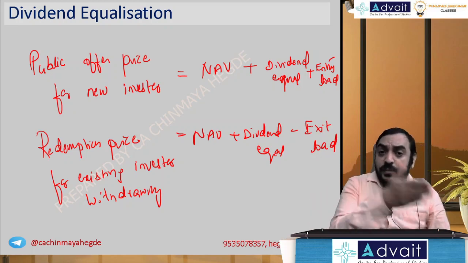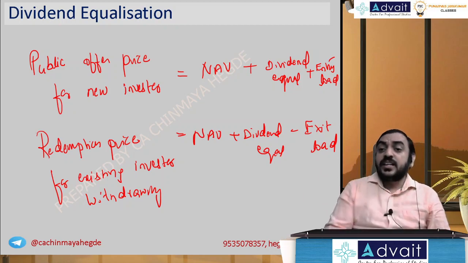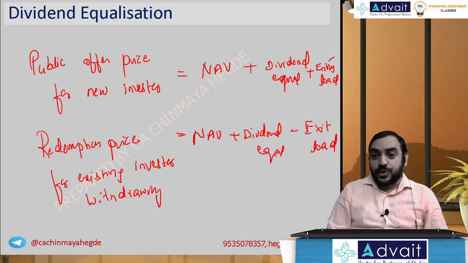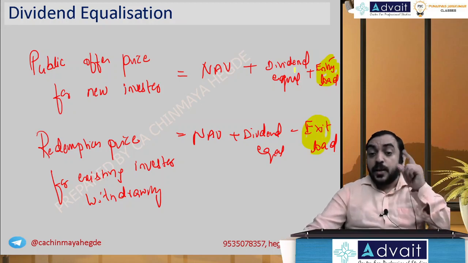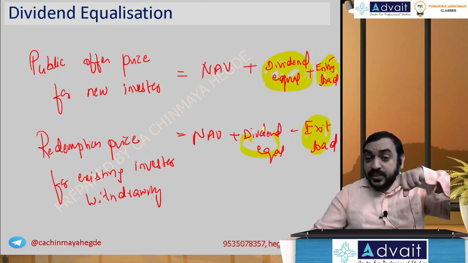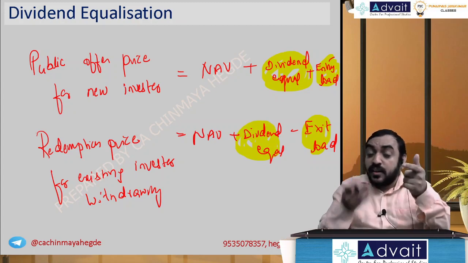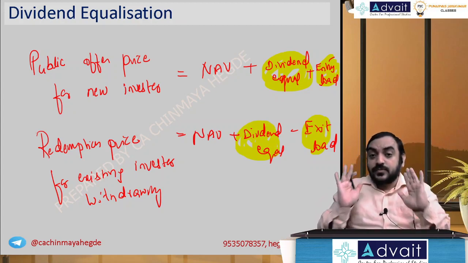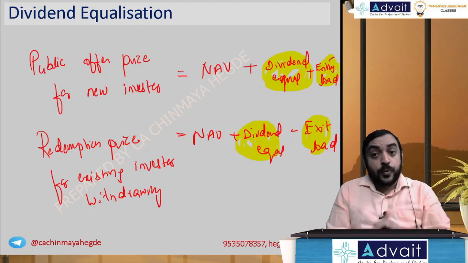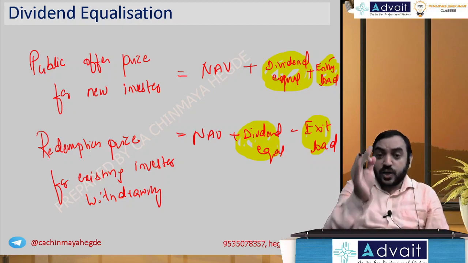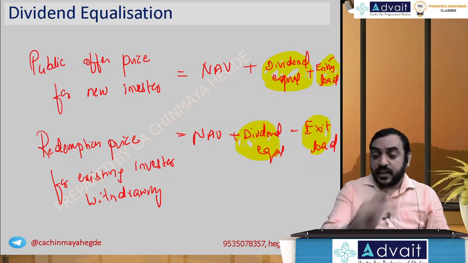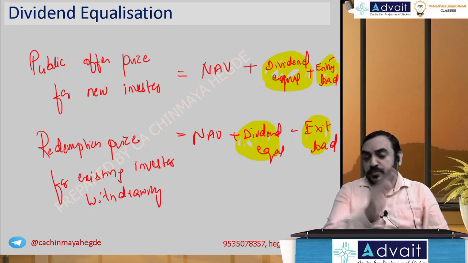If I take NAV at the beginning, I'll also take the income earned, whatever capital portfolio appreciation. Anyway, when I take a problem, we'll understand. So entry load and exit load are opposites, plus and minus for buy and sell. But dividend equalization in both cases you add. When you buy, your cost price will increase. When you sell, your sale price will increase. So dividend equalization in both cases is added, whereas entry load is added and exit load is subtracted. Just be very clear. When you do problems, this will be useful.